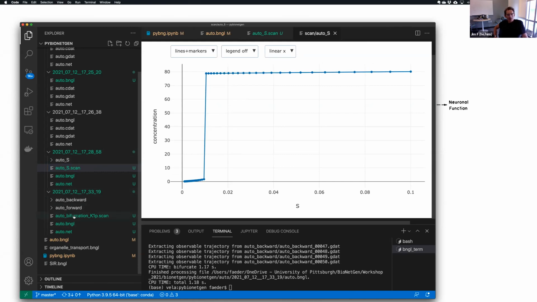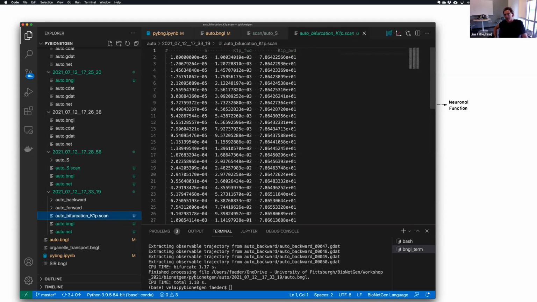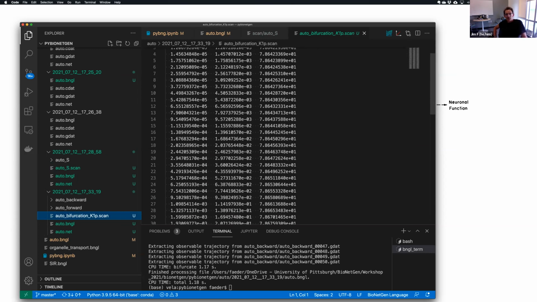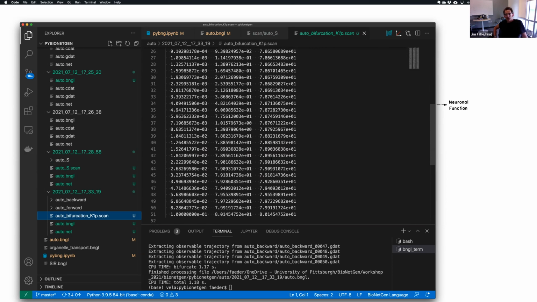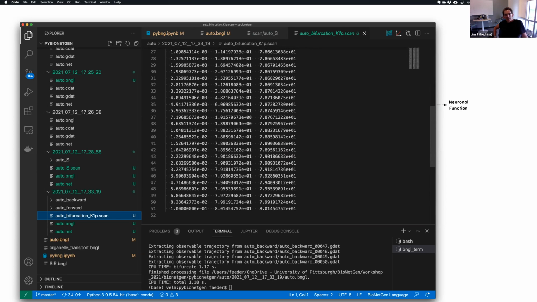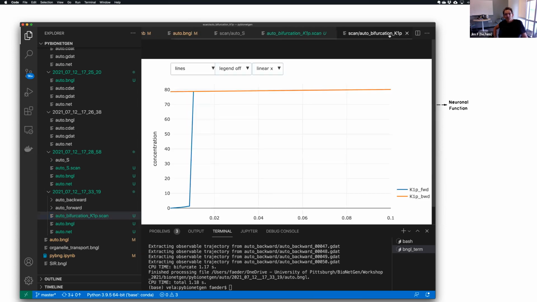If we look at the scan file generated by the bifurcation, it's a little different. It has the steady state value in the forward direction, increasing S, and then on the other side, decreasing S. So it maps exactly the same values, but starting from different initial conditions. If these two columns are different, then we found a bifurcation, a bistability.